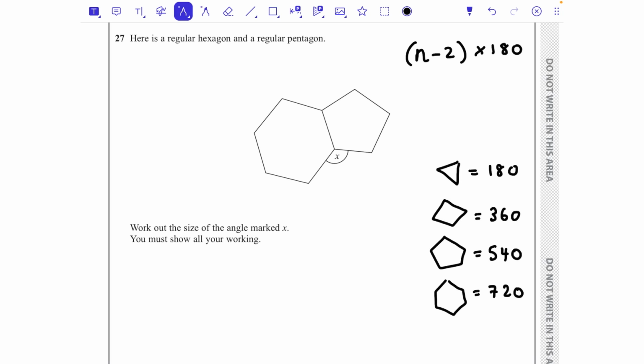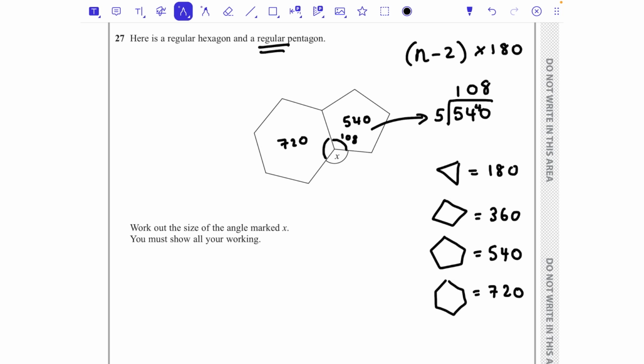So therefore, I know that this one adds up to 540 and this one adds up to 720. If I want one of those angles, because it's regular, I can just divide the total by how many angles there are. So for this one, we're going to do 540 divided by 5. 5 into 5 goes once. 5 into 4 doesn't go. Let's carry all 4 over. And 5 into 40 goes 8 times. So this angle here is 108.